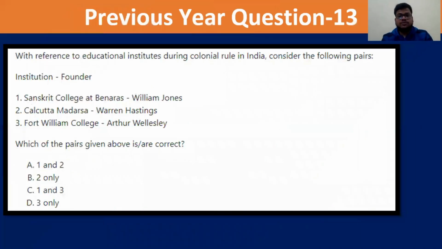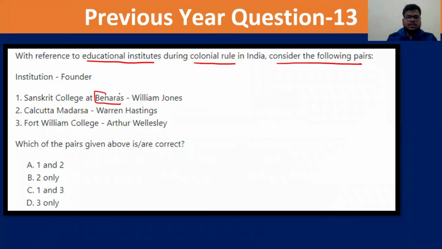Let us see the next question. A very important question, again a previous year question. With reference to the educational institutions during the colonial rule, consider the following pairs. Institution and founder: first, the Sanskrit College at Banaras, William Jones; Calcutta Madrasa, Warren Hastings; and Fort William College, Arthur Wellesley.